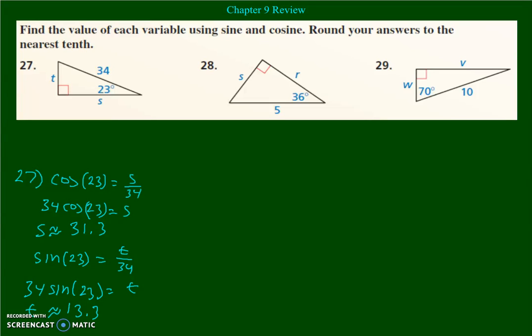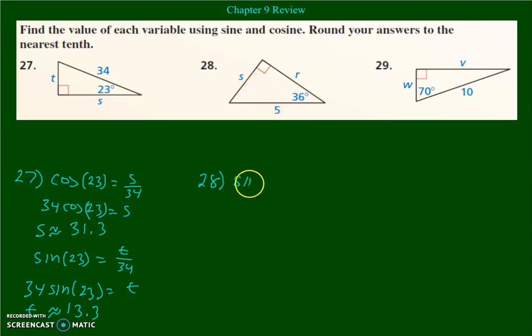This is part 4 of the Chapter 9 review, and we're going to pick up where we left off on problem 28. And we're using sine and cosine to find the values of the variables. So here in number 28, we're looking for S and R. So for S, it's SOH CAH TOA, some old horse. Now we got it right off the bat.